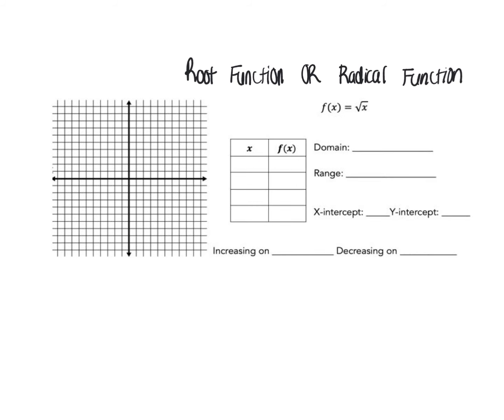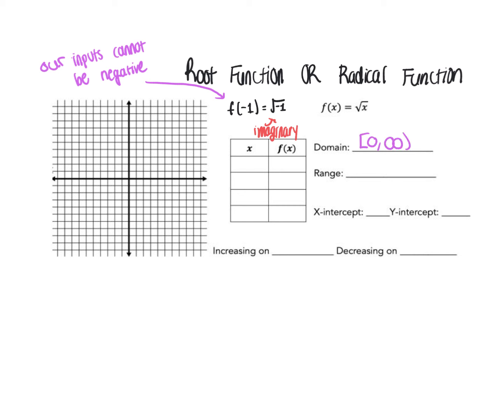Here we have a root or radical function. So really quick, we just want to talk about that. This function, if we were to do f of negative 1, we would have the square root of negative 1, which we do not really consider a real number. This would be an imaginary number. So with that said, our inputs cannot be negative. So our domain, I'm just going to state it right now, is from 0 to infinity.